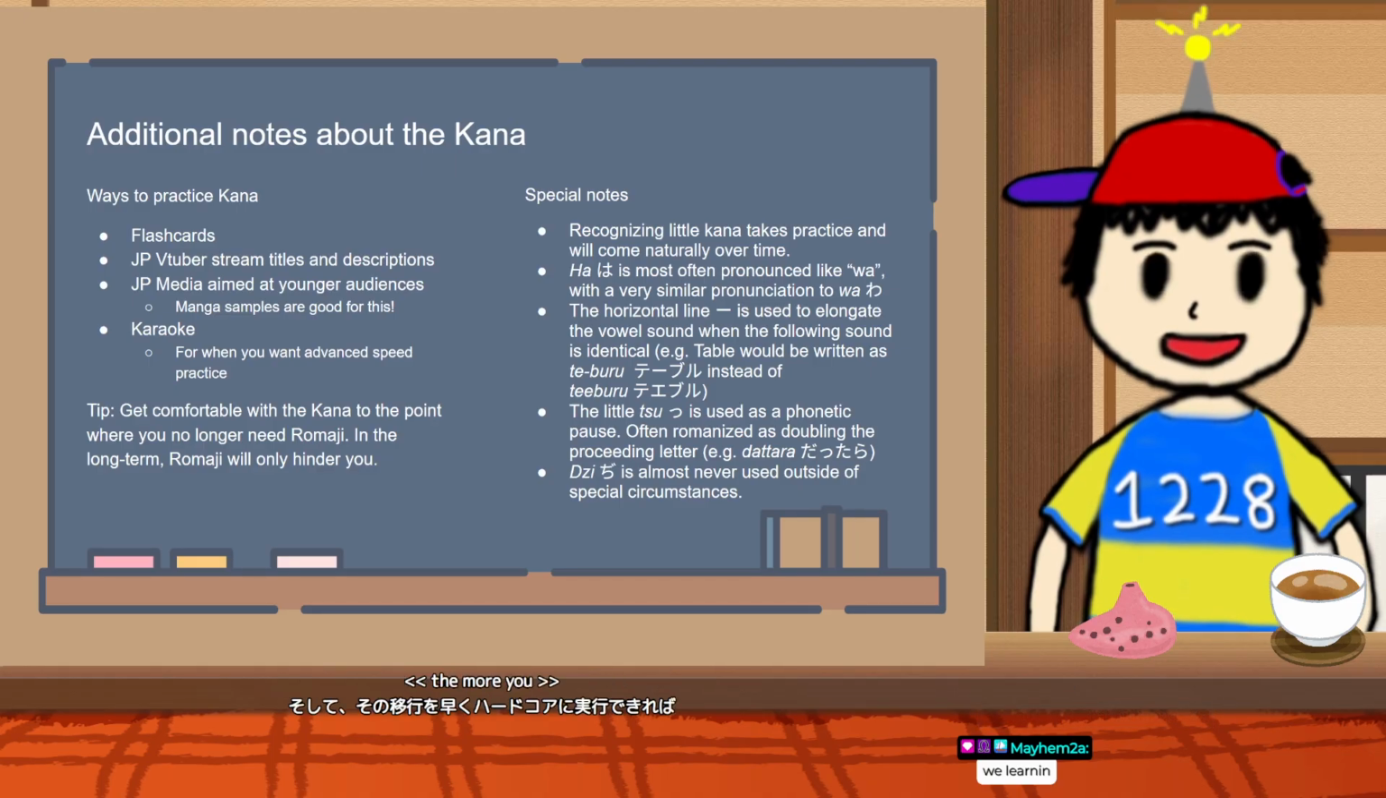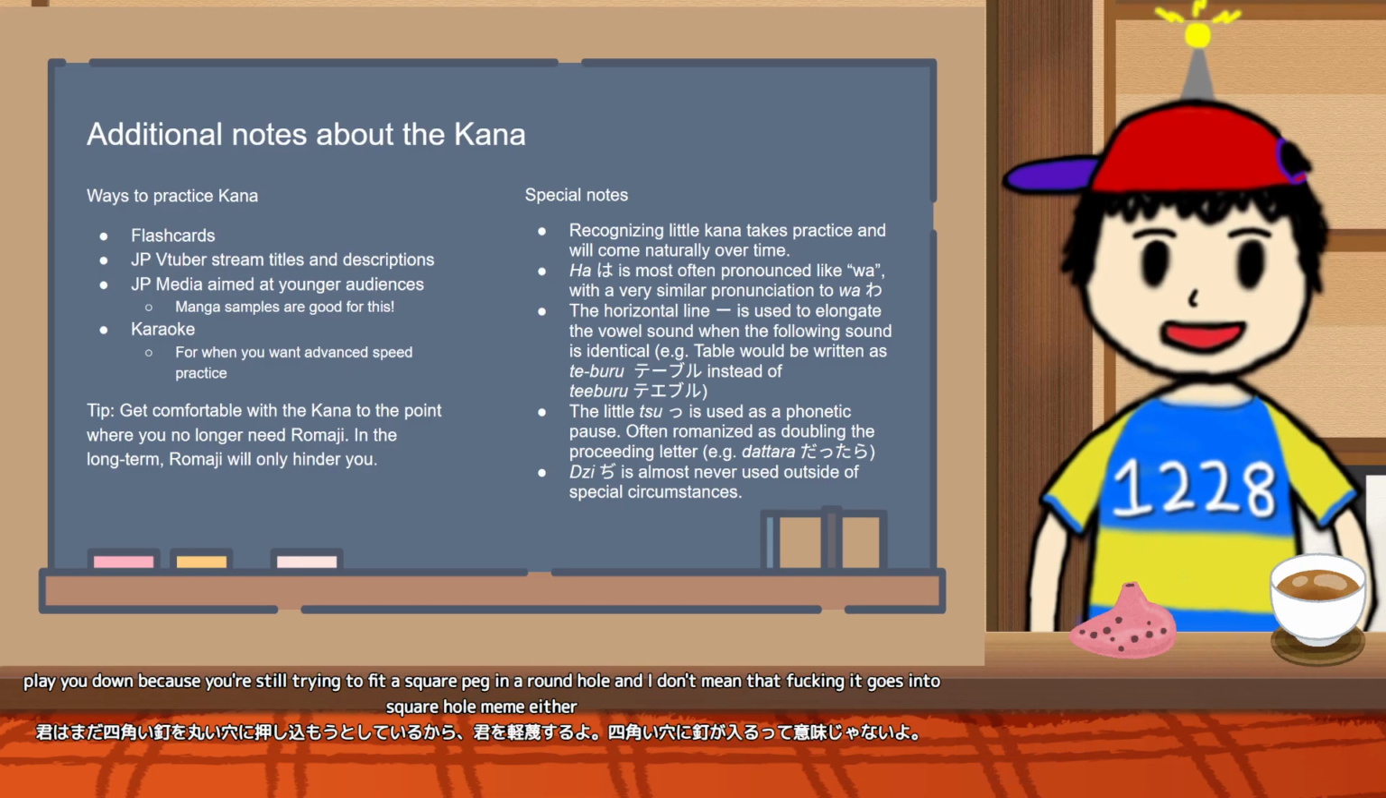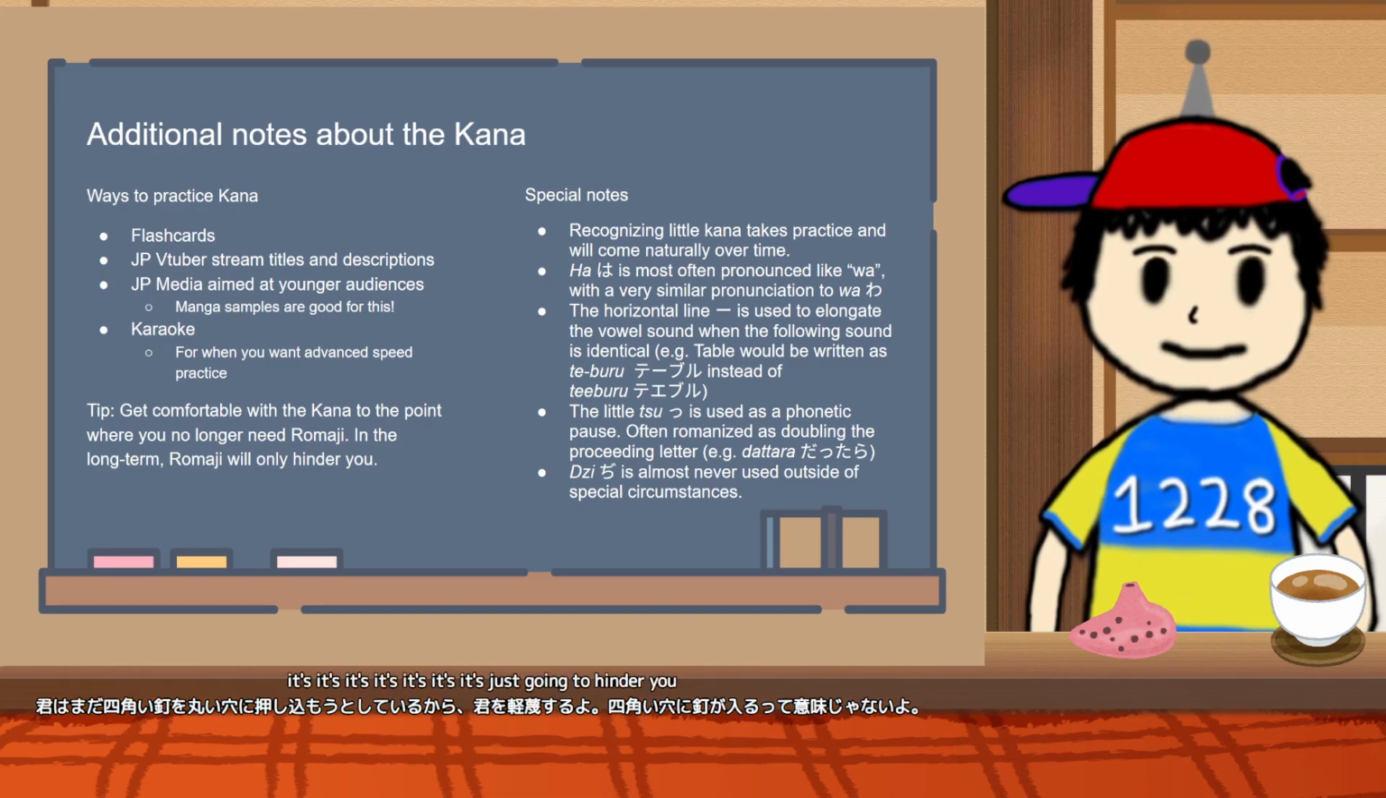The more you stick to romaji, the more it's gonna weigh you down, because you're still trying to fit a square peg in a round hole, and I don't mean that "it goes in the square hole" meme either. It's just gonna hinder you.